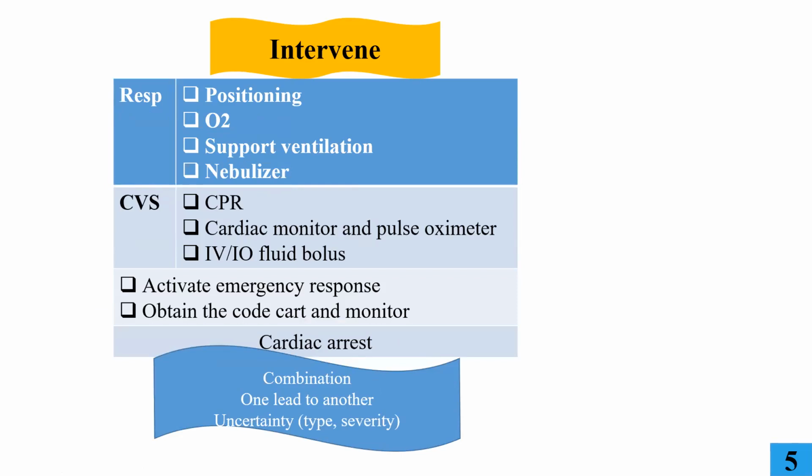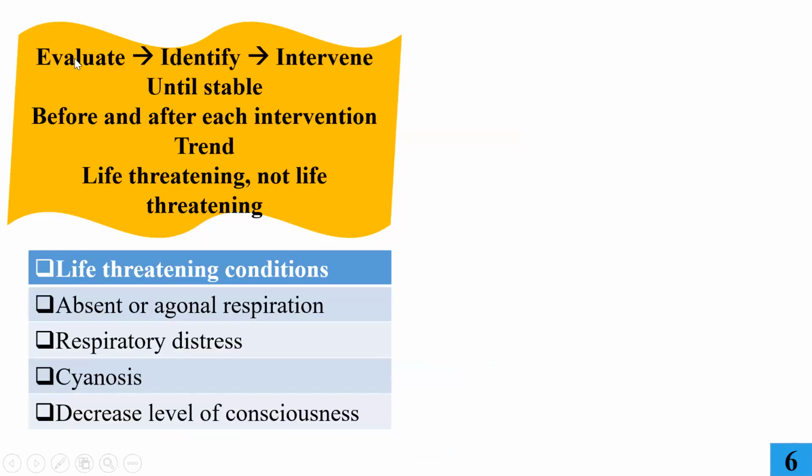Then, having identified the problems, now we intervene. For respiratory, we provide positioning, oxygenation, ventilation support, and nebulizer and oxygen. For cardiovascular, we provide CPR, we put on a cardiac monitor, a saturation monitor, an IV, and so on. At the same time, we activate the emergency, and if there is no emergency code in our hospital, we call for help. So remember: evaluate, identify, intervene until the child is stable. Each block of time for these three should be 1 to 2 minutes.